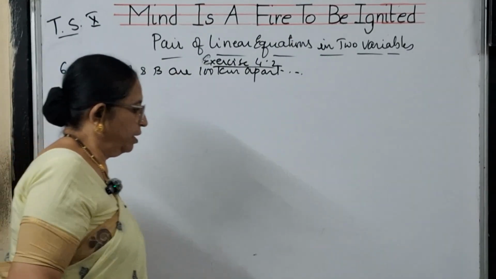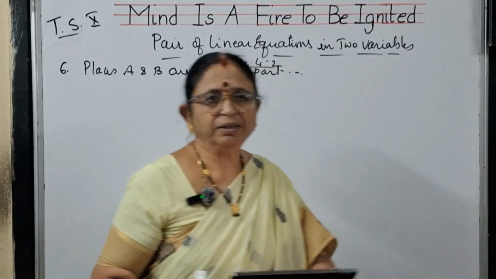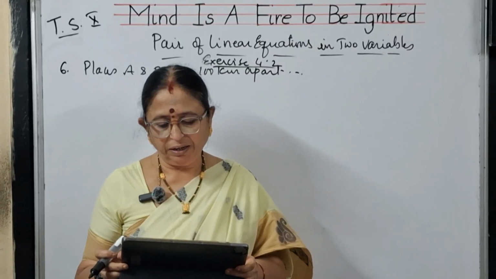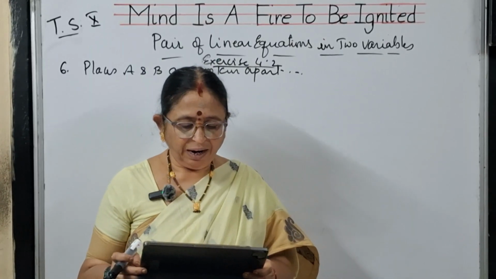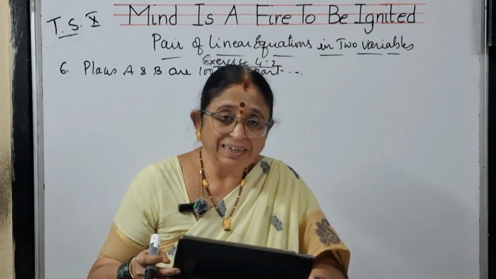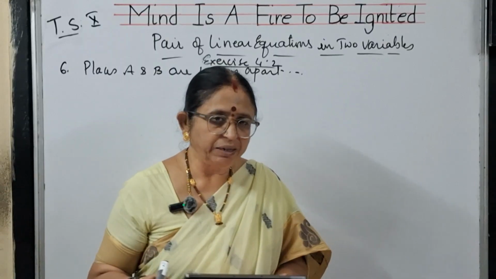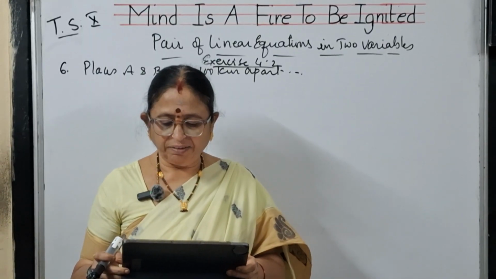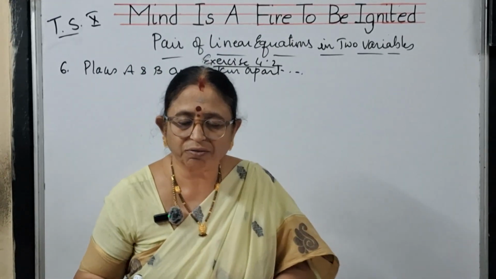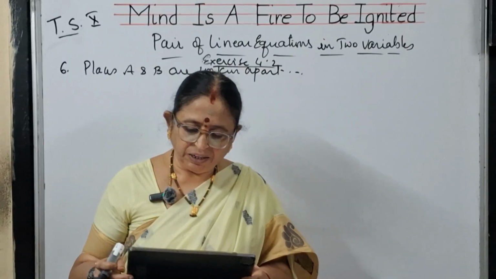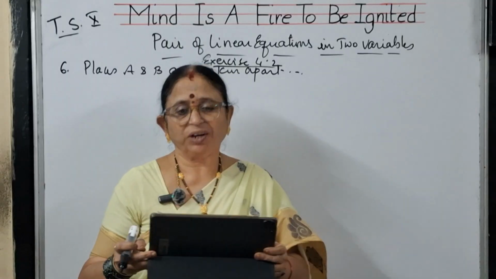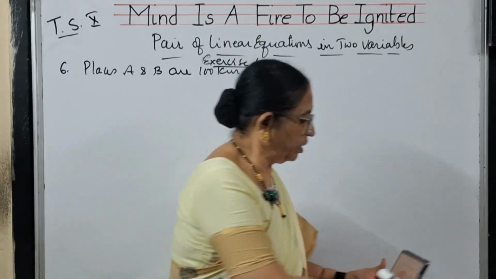Places A and B are 100 kilometers apart. Let me read the problem. Places A and B are 100 kilometers apart on a highway. One car starts from A and another car starts from B at the same time at different speeds. Means car A is having one type of speed and car B is maintaining another speed. If the cars travel in the same direction, they meet in 5 hours. If they travel towards each other, they meet in 1 hour. What are the speeds of the two cars?